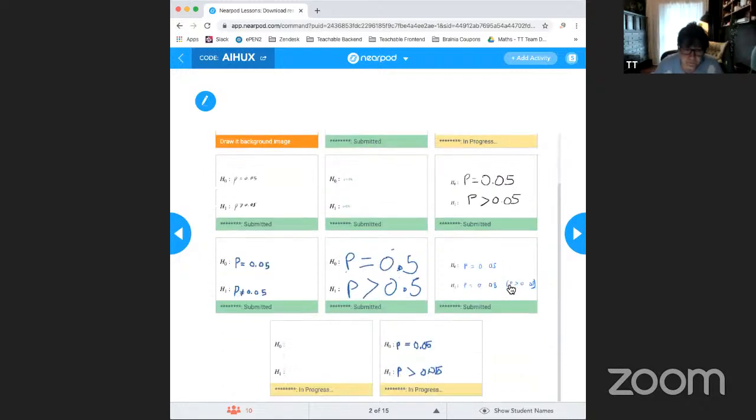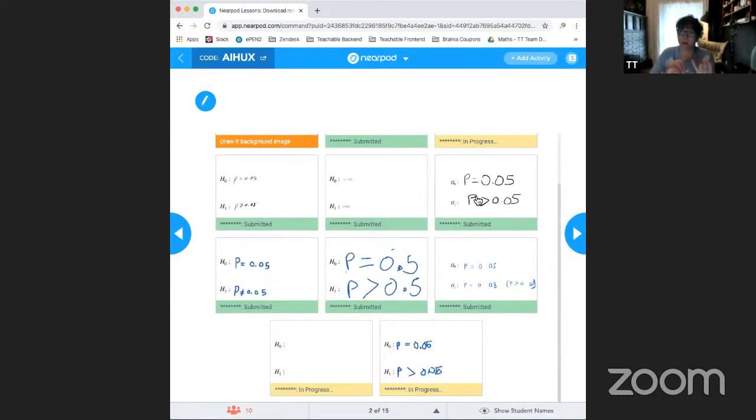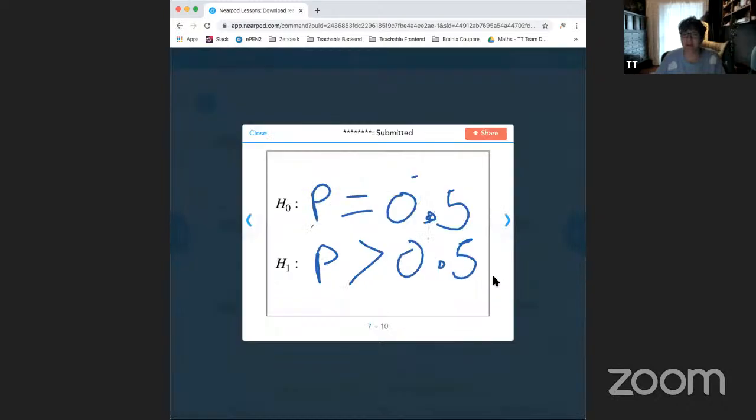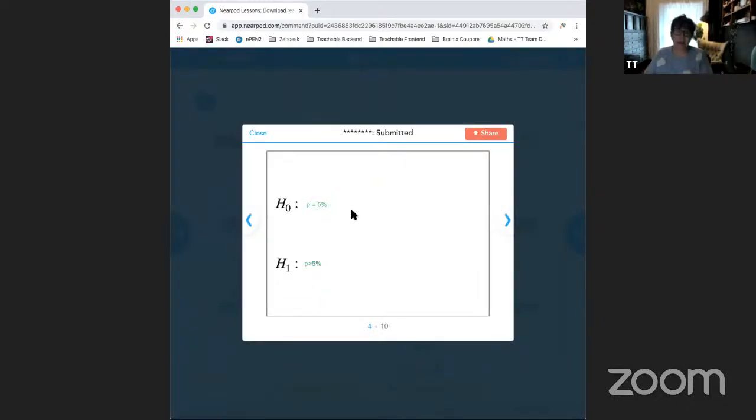Now, everybody else, this one here that says P equals 0.08, the correct answer is P is bigger than 0.05. You wouldn't put in P equals. So your options for the alternative hypothesis are bigger than, less than, not equal. That's it. Most people have gone for bigger than 0.05. There's a little mistake on this one, which is that you've got P as 50%, not 5%. Okay, so 50% is 0.5, and actually the chance of having red hair is 5%, which is 0.05. That's this one here. Okay, good point here. You can't use percent. You have to use a decimal. So it can't be 5%. It has to be 0.05, and P is bigger than 0.05.